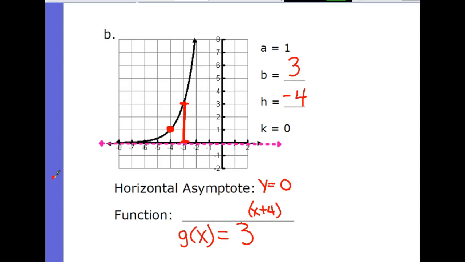Just want to mention, if you wanted to look at that in your calculator, you would be required to put a parenthesis around the x plus 4, or it wouldn't graph correctly.